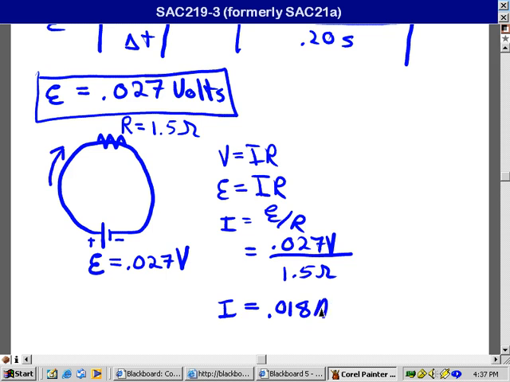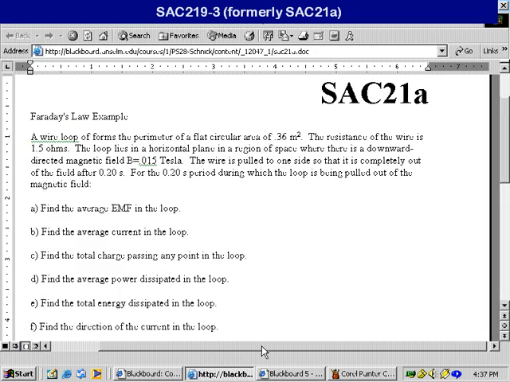0.018 amps. And that wraps up part B. Now on to part C. Find the total charge passing any point in the loop.